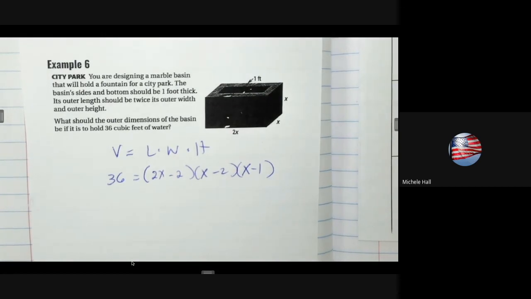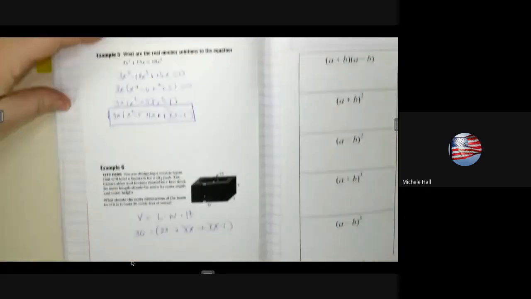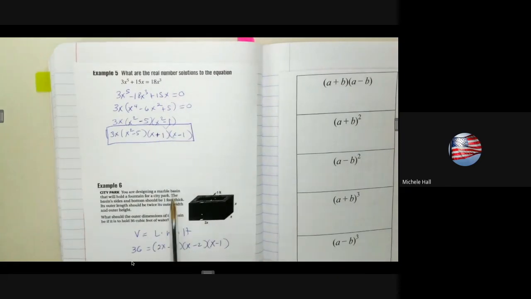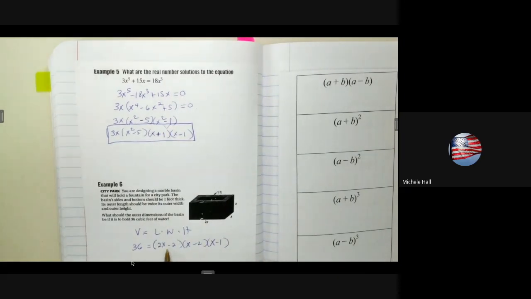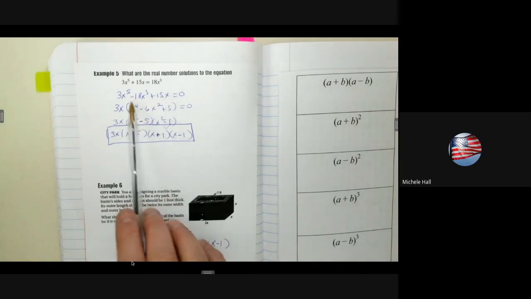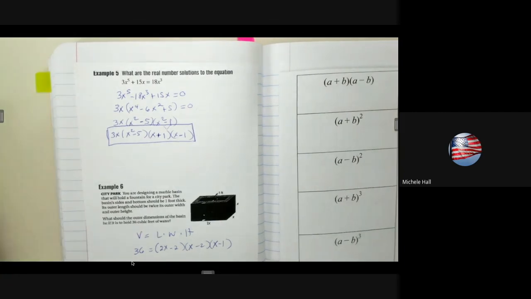And simplify everything. So for example 6, it would be the same idea as example 5. I would want to shift my 36 over to the right. I'd want to multiply this all out so that I have a polynomial all set equal to 0. I wanted to show you another technique for being able to solve polynomials on your graphing calculator.